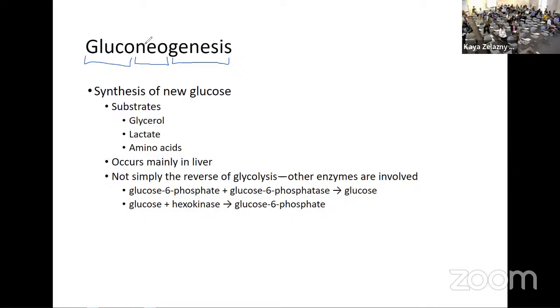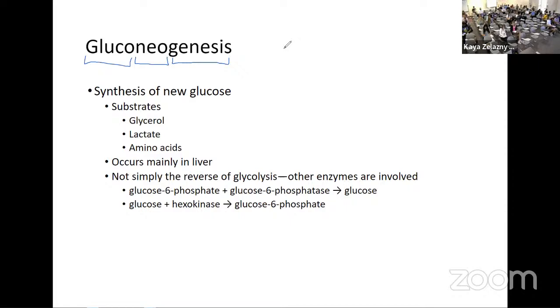Right? That's what we get if we read this kind of backwards. Gluconeogenesis. So gluconeogenesis is the process of synthesizing, making new glucose from other things. So we do need stuff to build the glucose out of. So our substrates for this would be things like glycerol, lactate, or amino acids. Okay? So we can build them out of other types of molecules.